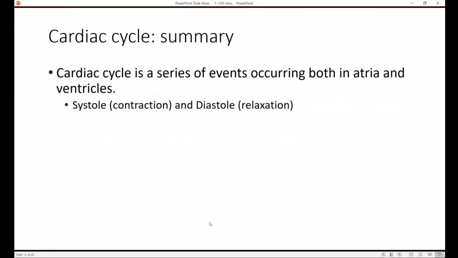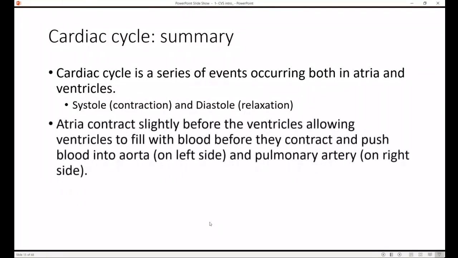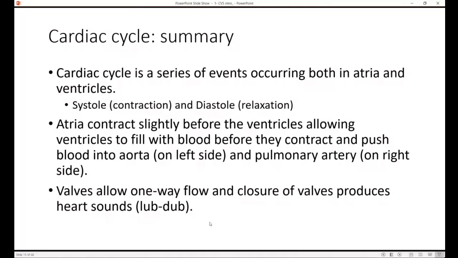If you look at the summary of the cardiac cycle, it is a series of events happening both in the atria and ventricles. Systole and diastole are the two stages. The atria contract slightly before the ventricles, allowing the ventricles to fill with blood before they contract and push the blood into the aorta or pulmonary artery, depending upon which side of the heart you're talking about. Valves only allow one-way flow of blood, and the sound is generated when the valves close. There is no sound when the valves open. It's only when the valves close that the sound is generated.